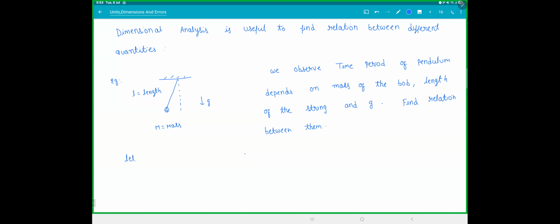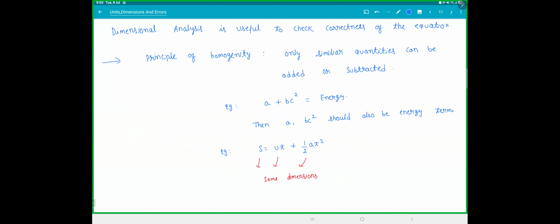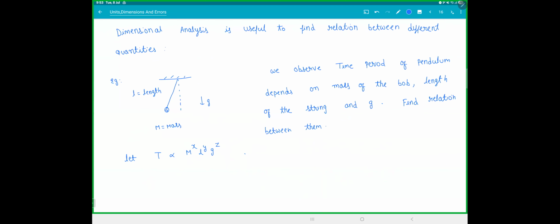So let time depend, proportional to m power x, length power y, and gravity power z. So the second model, which we did, the alternate fundamental quantities, and this experiment by finding the relation, they have the same solution. The way of asking is different. Instead of saying take mass, length, gravity as fundamental quantities, find dimensions of time, now I'm saying in an experiment, the time depends on mass, length, gravity, find the relation between them. Are you getting it? So both are exactly the same question. The solution is the same. The way of asking is different.